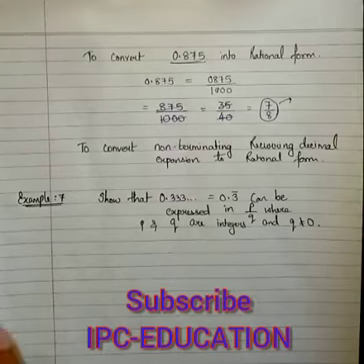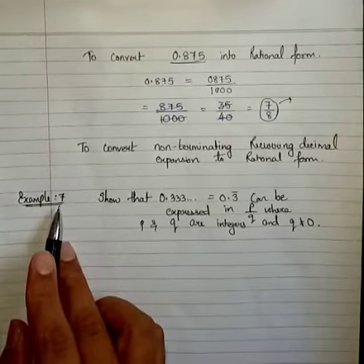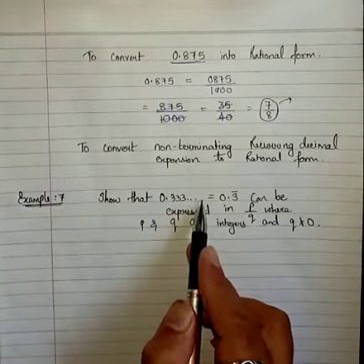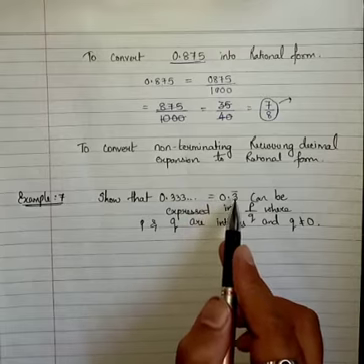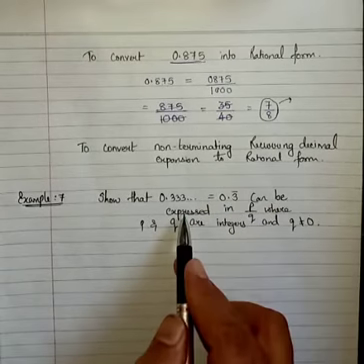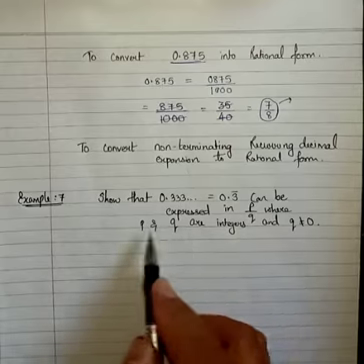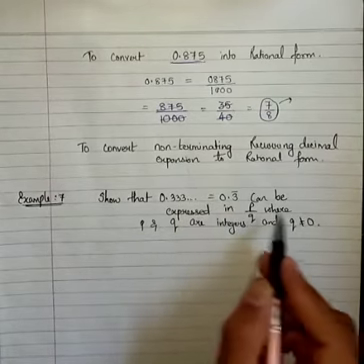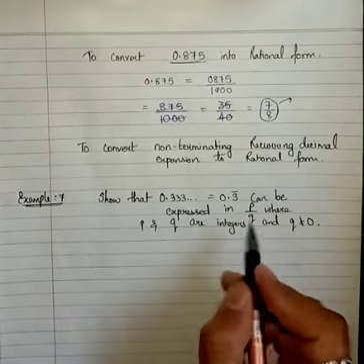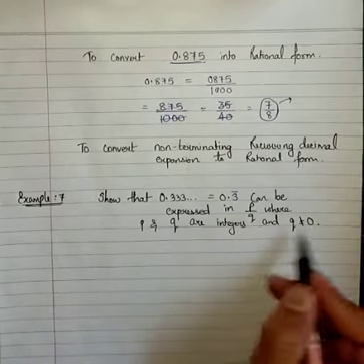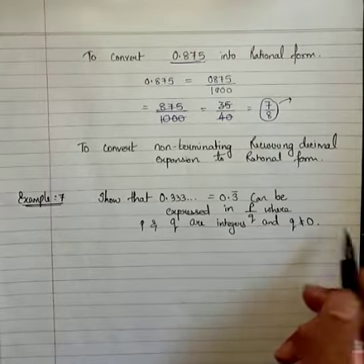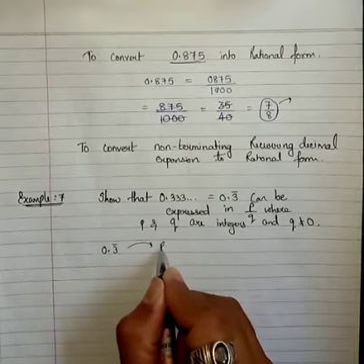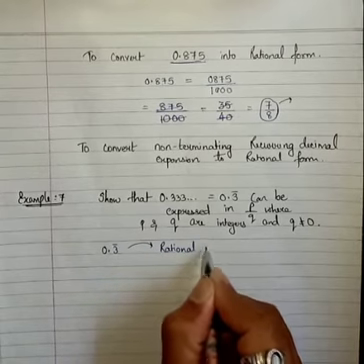Now consider example 7 in the NCERT textbook. Show that 0.333 and so on, continuing, is equal to 0.3 bar, which can be expressed in p by q, where p and q are integers and q is not equal to 0. It means we have to express this in the form of a rational number. What is a rational number? A number in the form p by q, where p and q are integers and q is not equal to 0. We have to show that 0.3 bar can be expressed as a rational number.